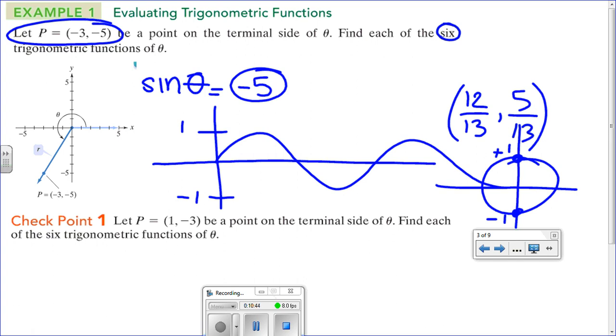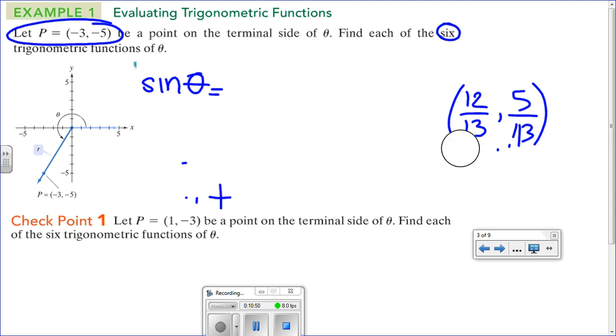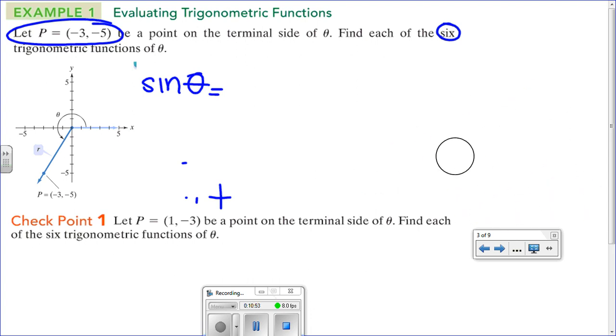So what do we need to do before we stop just using y and x? What is the third variable that we need? Since the radius is no longer 1, we need to find the radius. So we're going to find r.